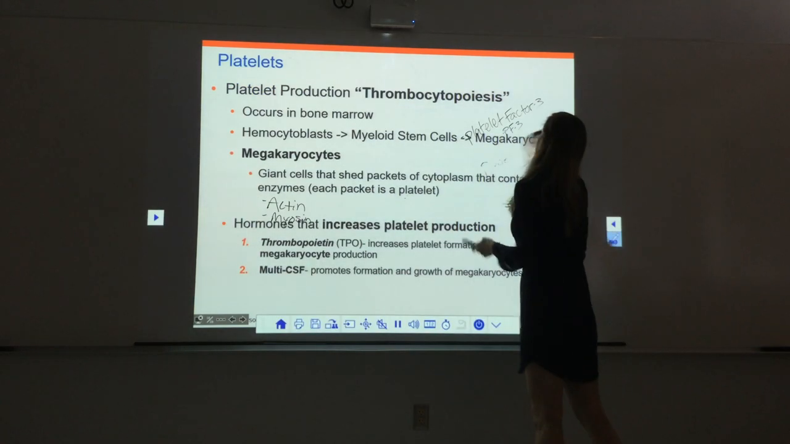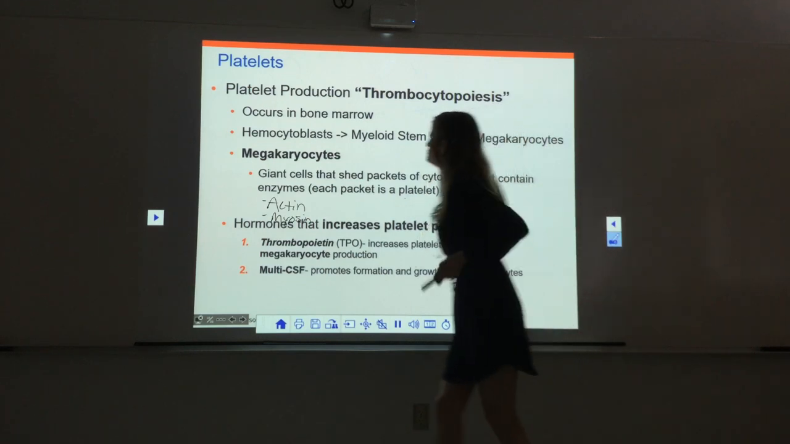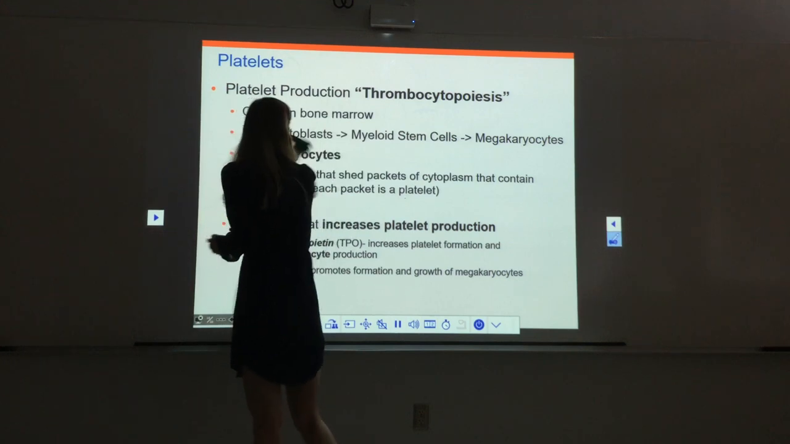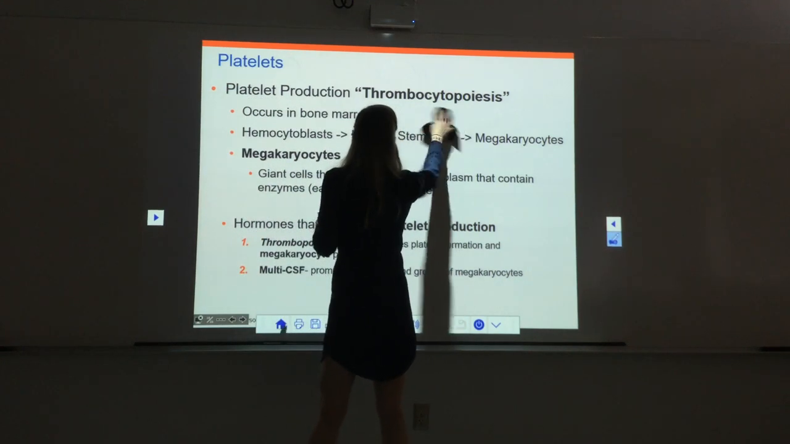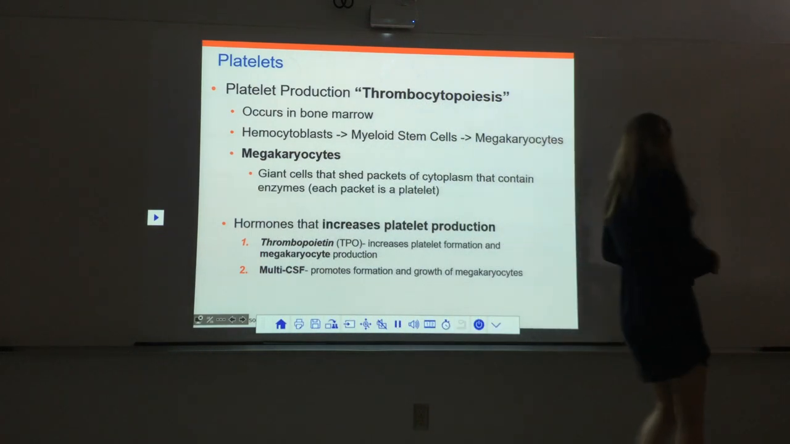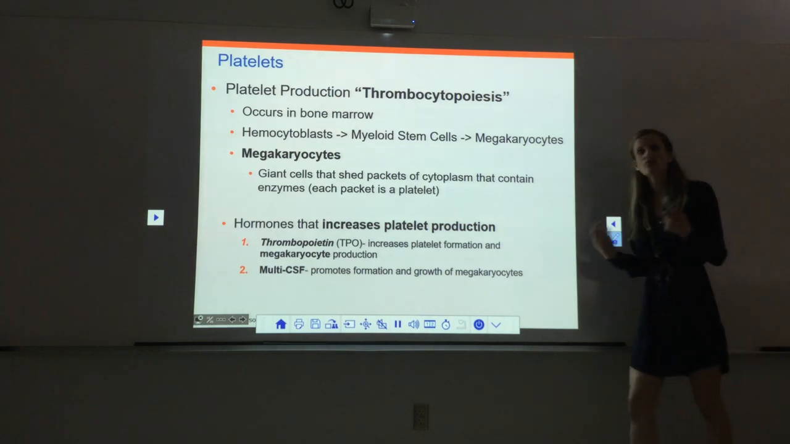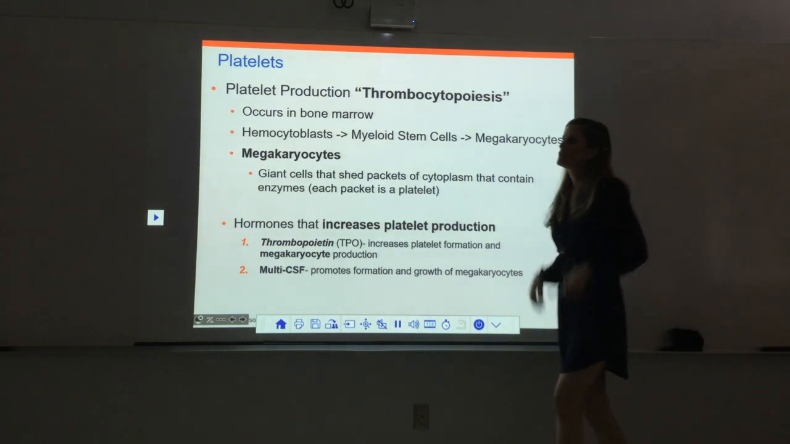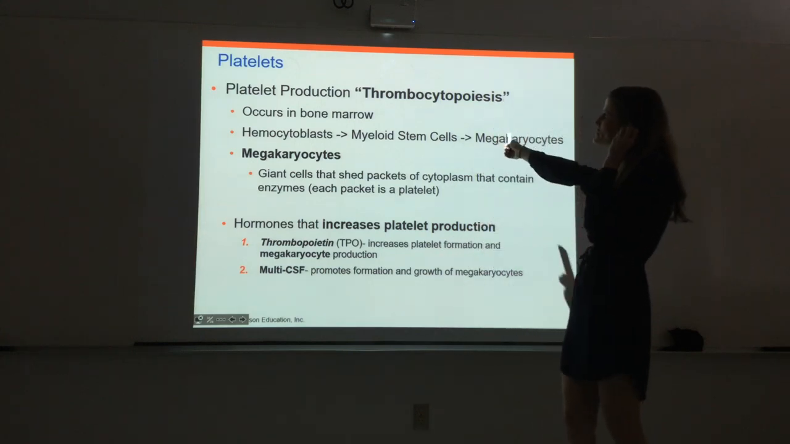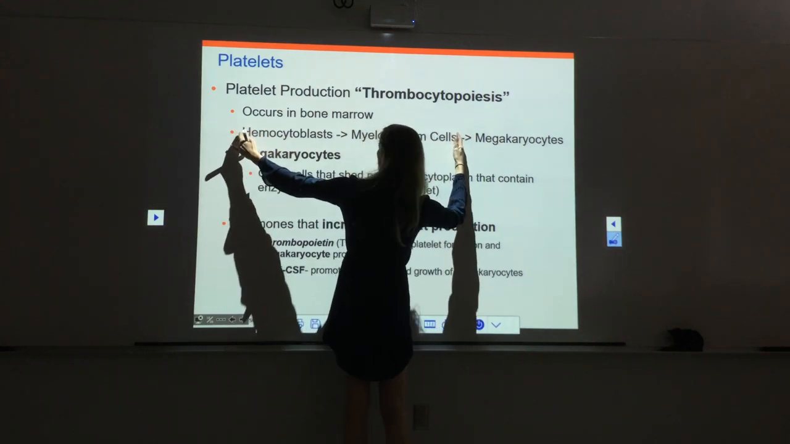Before we get into the whole clotting process, we've got a few more general things to mention. Platelet production is called thrombocytopoiesis, because again, platelets are thrombocytes, and just like all of the other blood cells, this occurs in the bone marrow, right? In the red bone marrow, which is where? Spongy bone in adults.